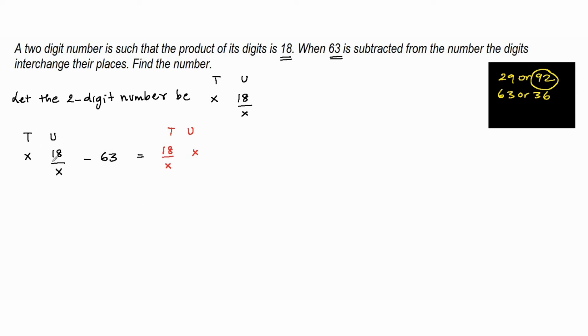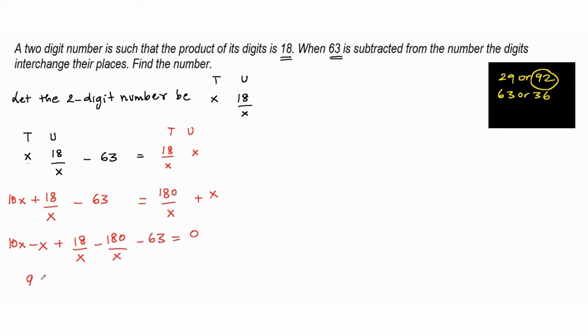So this is the equation that I now have, and I'm now going to write the exact value of both these numbers. The exact value of this number is 10x plus 18 upon x minus 63. Now 10x because x is in the tens place and 18 upon x into 1 because it is in the units place. This equals 18 upon x is in the tens place, so it becomes 180 upon x plus x. Shifting the x to the left hand side and 180 upon x to the left hand side, I get 10x minus x plus 18 upon x minus 180 upon x minus 63 is equal to 0.